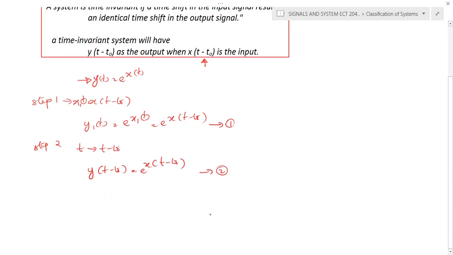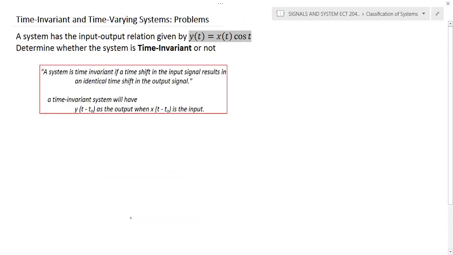And if you compare equation number 1 and 2, 1 equal to 2. That is, if you apply an input x of t minus t0, you are getting a shifted version of the output. So we can conclude that the given system is a time invariant system. Now we'll do the next question.